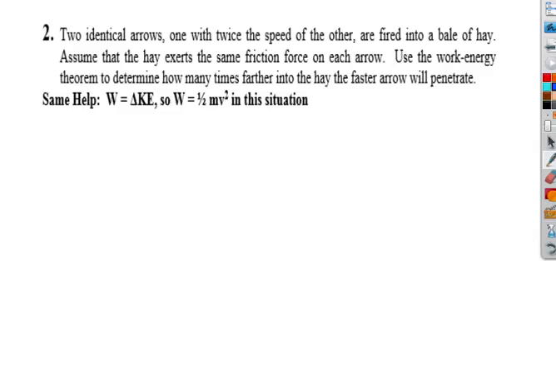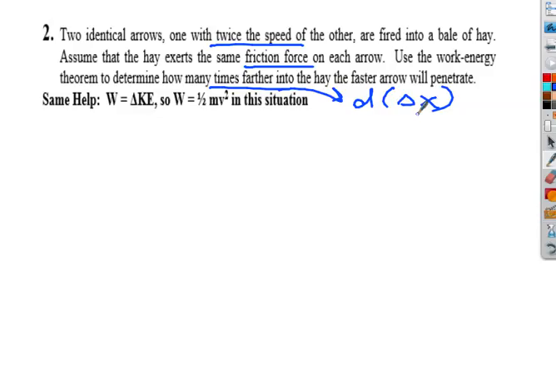This is a classic AP one because we want to relate variables here, and this is one that my students always get so frustrated with trying to figure out. We're using the work energy theorem. One arrow is fired with twice the speed, twice the velocity. The same frictional force is applied by the hay bale. We're going to use the work energy theorem to determine how many times farther, so we're looking for displacement, delta x, or d. How much farther will the faster arrow go into the hay bale than the first one shot?